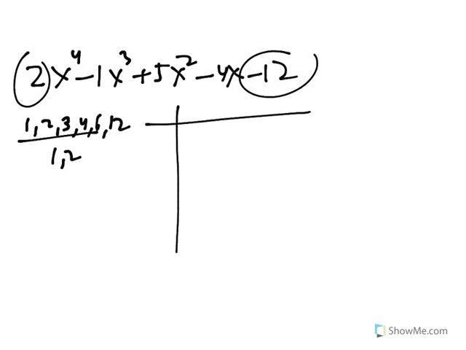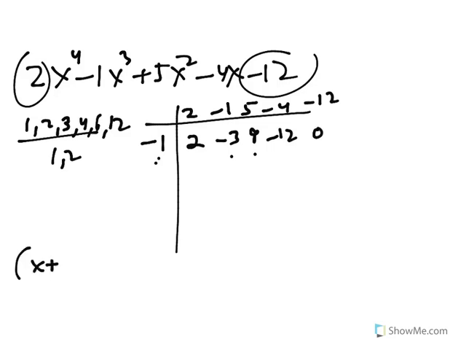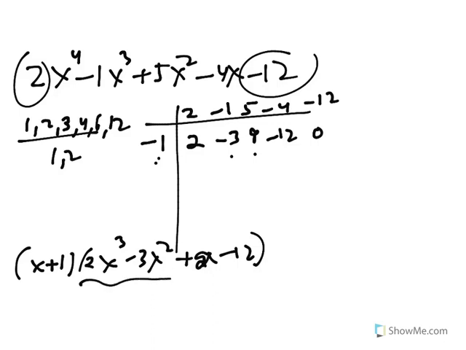Imagine you tested some of them, and I'm going to jump ahead, and you got lucky and tried negative 1: 2, minus 1, 5, minus 4, minus 12. You would get 2 minus 3. Negative 1 times minus 3 is 3, plus 5 is 8. Minus 1 times 8 is negative 8. That's minus 12. Gives me a 0 there. So this thing would factor into x plus 1 times 2x cubed minus 3x squared plus 8x minus 12. Now I kind of have to start over with this guy.